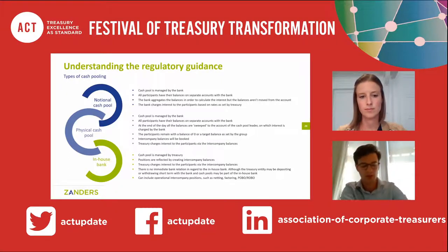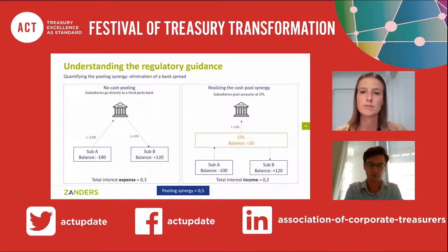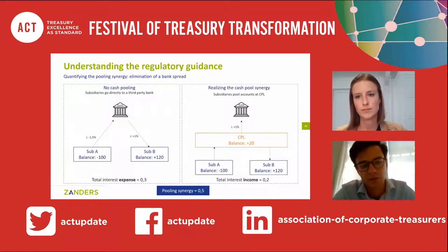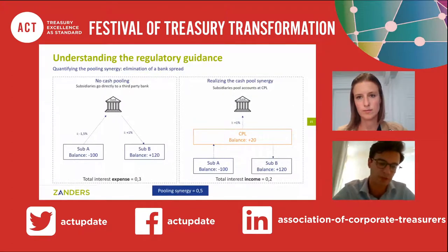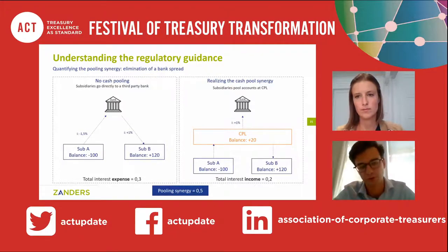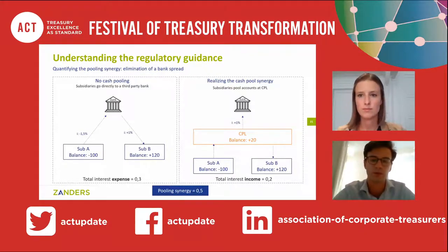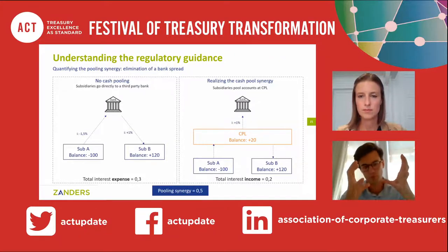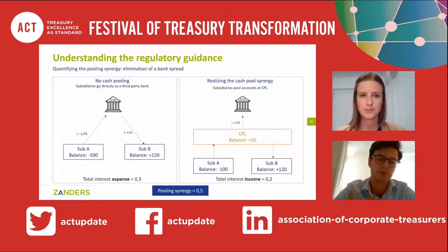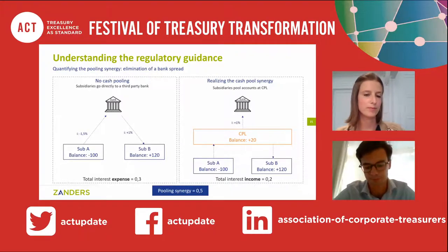In the next slide, you can see how you can quantify the calculation of the cash pool benefit. It's basically the difference from having a cash pool and not having it. What you see on the left is a quite simplified situation of a corporate with no pooling structure. You have entity A and entity B, one with a negative balance, one with a positive balance. The one with a negative balance is paying 1.5% towards the bank, and the one with a positive balance is receiving 1% from the bank, which from a high level point of view results in an interest expense of 0.3 in this situation.